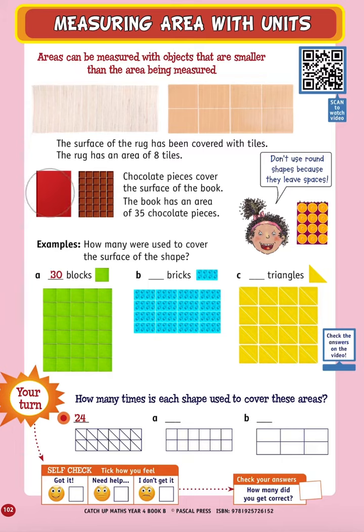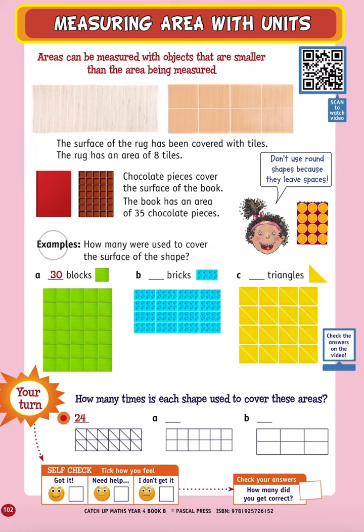Here we have the book, and this book has been covered with chocolate pieces. The book has an area of 35 chocolate pieces. There are 7 chocolate pieces here and 5 here, so 5 times 7 is 35. Our character here is reminding us don't use round shapes because they leave spaces.